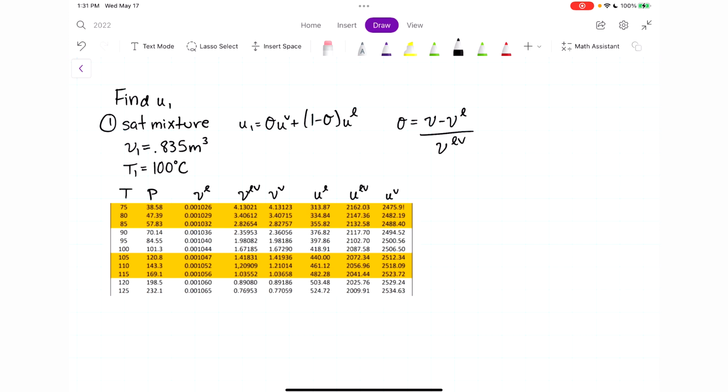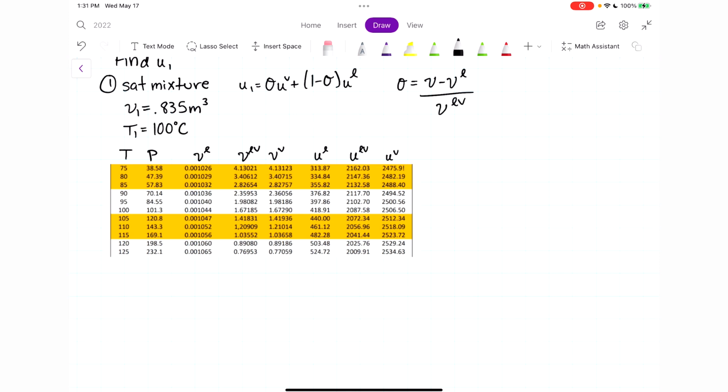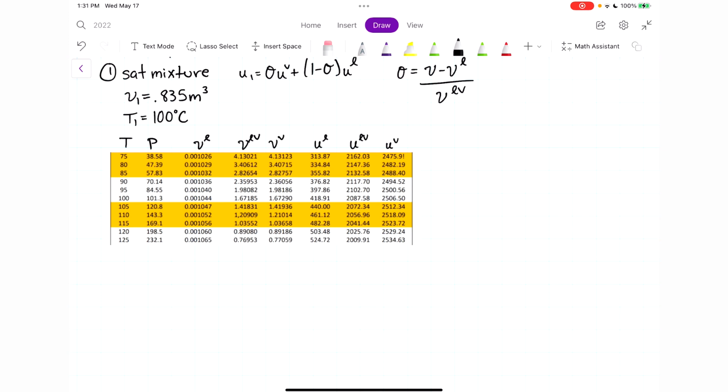Great. So in order to find the specific volume of the saturated liquid and the specific volume of the saturated vapor, we're going to go ahead and look at our tables. We're going to look at where the temperature is at 100 degrees Celsius. Again, this is going to be the table for saturated liquid vapor mixtures in your textbook.